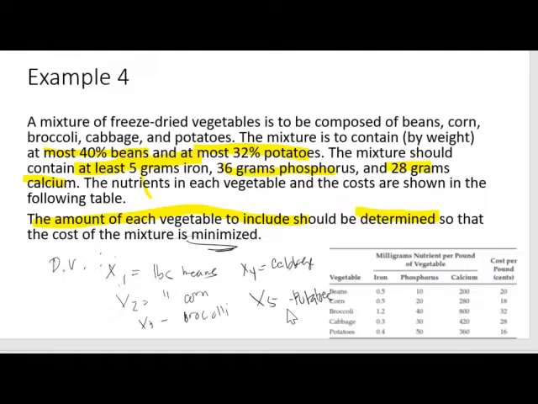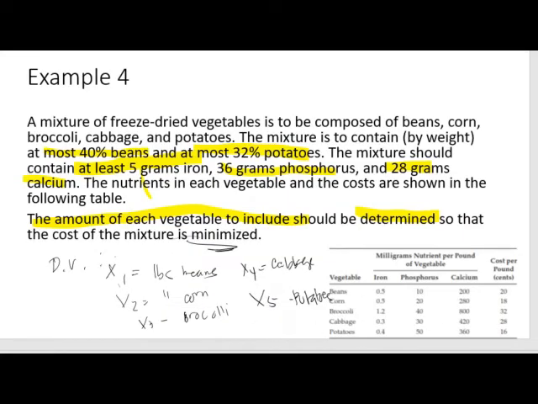First off, identify natin si objective function. Minimize daw. The amount of each vegetable to include should be determined so that the cost of the mixture is minimized. So, we wish to minimize the cost. Ito yung cost sa gilid. Medyo nilito lang tayo ng kaunti ni problem. Minimize J.